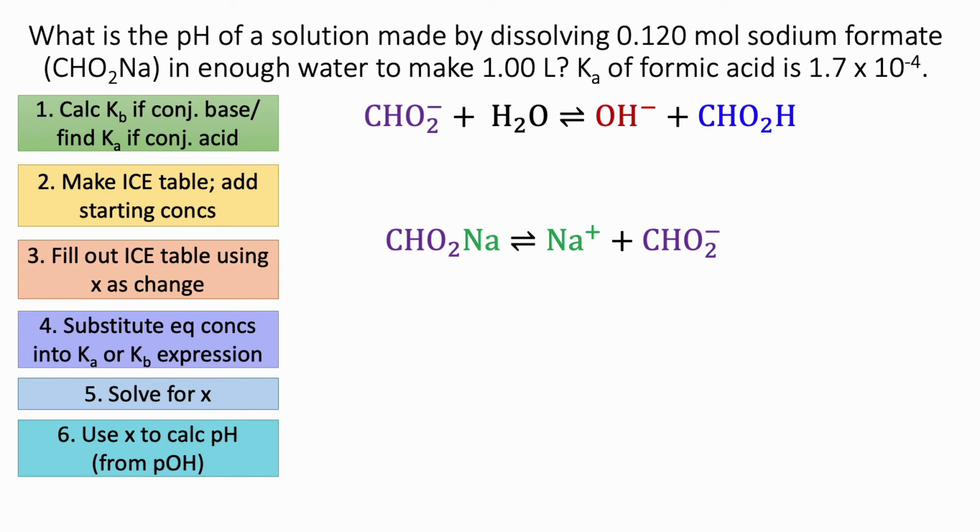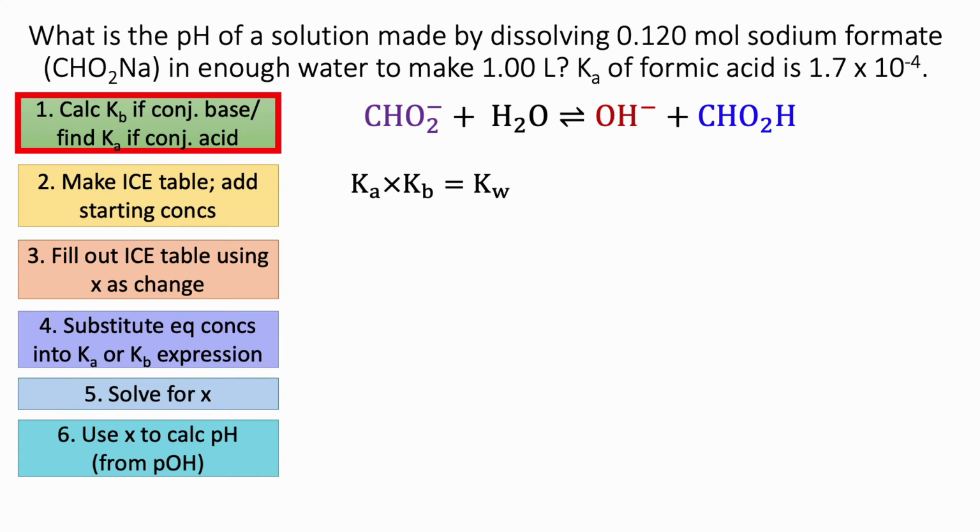But know that when you put it into water, sodium compounds being very soluble, it is going to dissociate into sodium ions and formate ions. And so that's how we get a whole bunch of formate in solution. We are talking about the conjugate base of a weak acid. We need to find Kb.